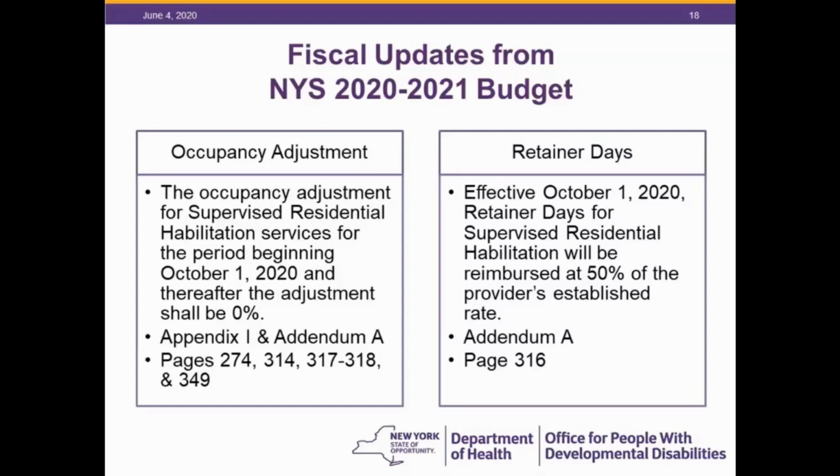The second one is the retainer days. Effective October 1st, 2020, the retainer days for supervised residential habilitation will be reimbursed at 50% of the provider's established rate. As Kevin mentioned, these retainer days are for days that individuals are otherwise receiving other Medicaid inpatient services, for example, in a hospital or in a nursing home. You can find those changes on Addendum A, page 316.